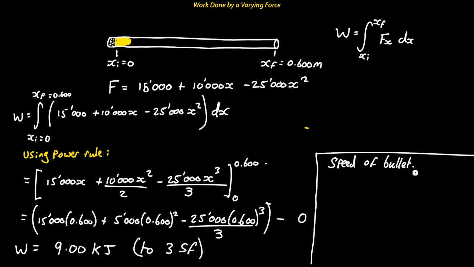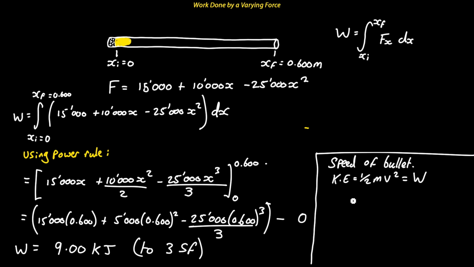Now if we go back to the work kinetic energy theorem, we can use this information to estimate the speed of the bullet as it leaves the barrel. And some of you might already know that the longer this barrel is, the faster the bullet can potentially be when it leaves the barrel. So from here, it's really simple to find the speed of this projectile as it leaves the barrel.